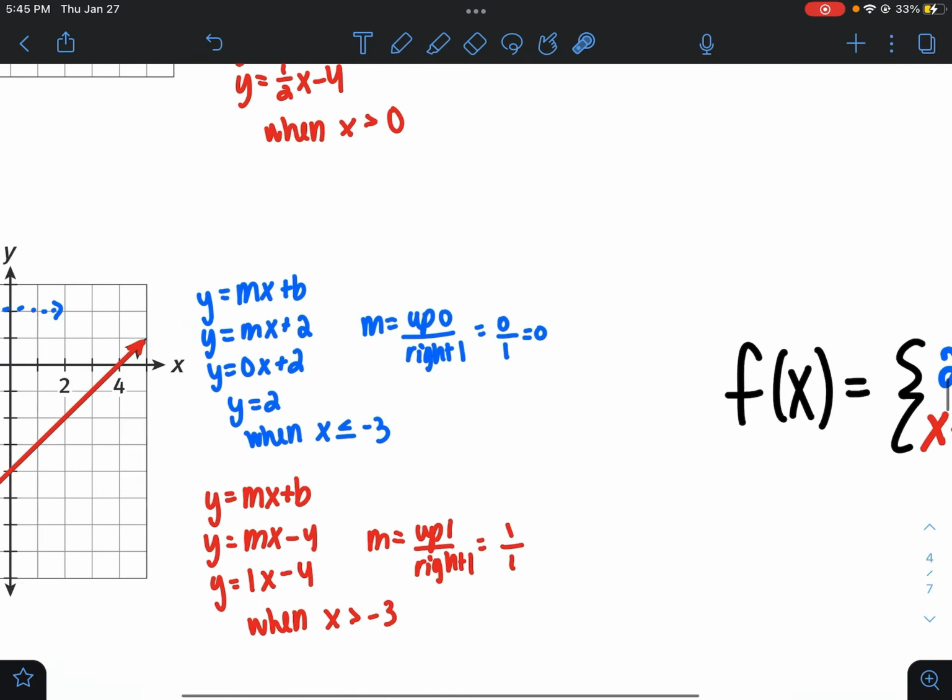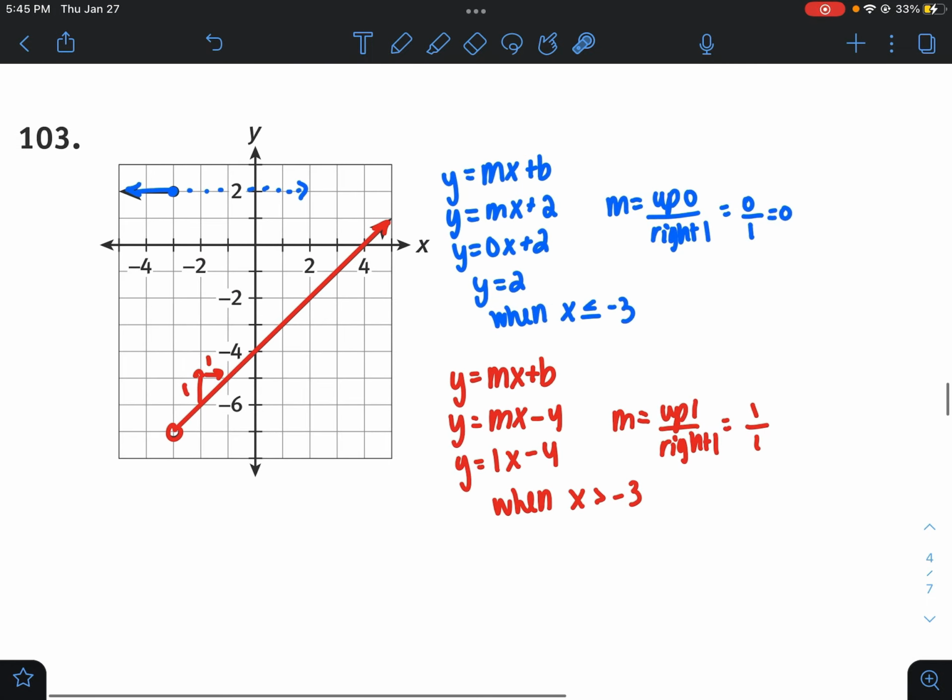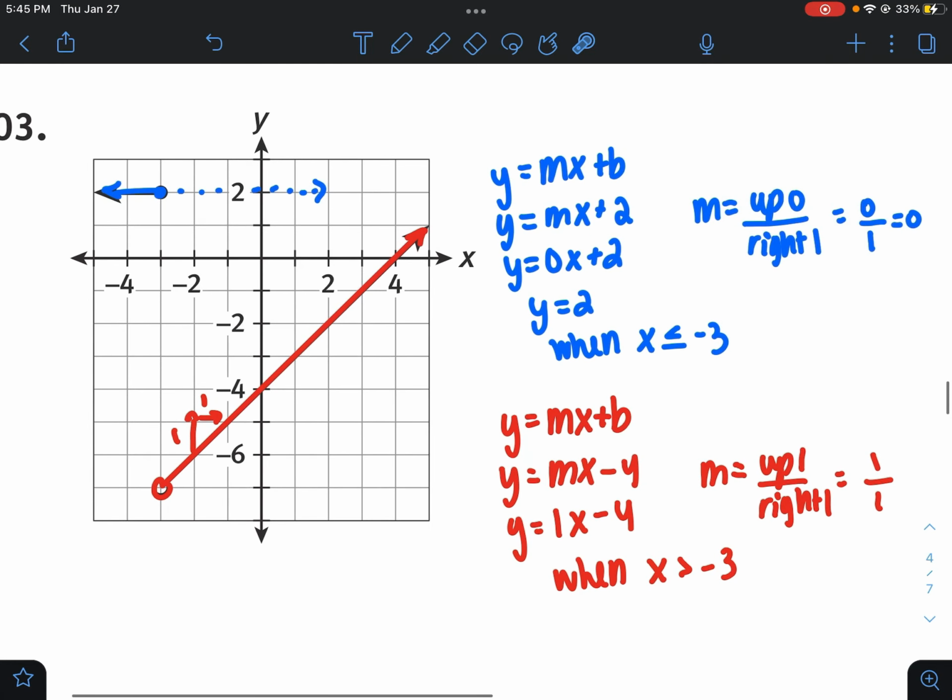Finally here, if we look at our blue function first, what we can notice is it is a straight line. It's just going straight left and right. So if we try to calculate our slope, up 0, right 1, well, 0 divided by 1 gives us a 0, which means we don't have a slope. But we can take that line and extend it to the right to see where it would cross the y-axis and give us our y-intercept. And that is at the value of 2.